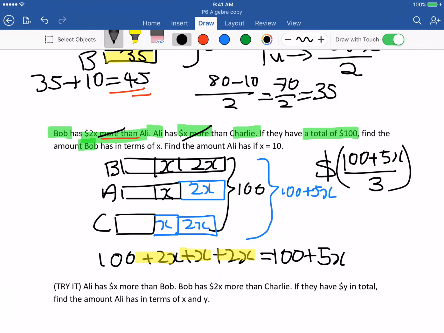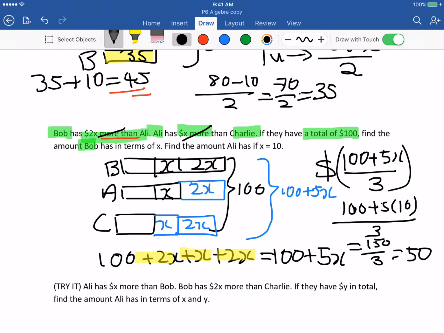Okay, find the amount Ali has if x equals 10. If x equals 10, maybe we can find Bob first. So it's going to be 100 plus 5 bracket 10 over 3. So it'll be 150 over 3, which equals 50. So 50 is the amount that Bob has.